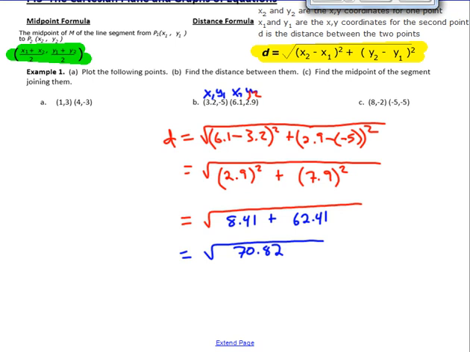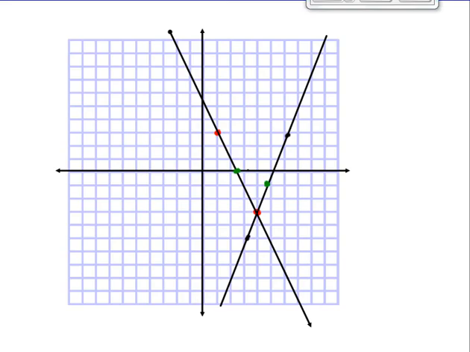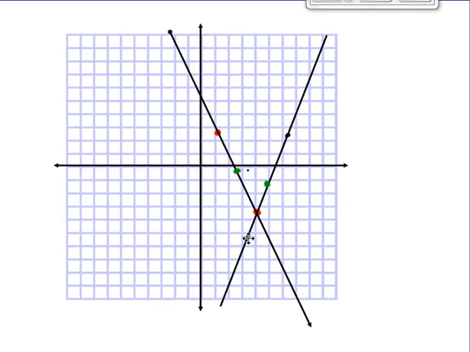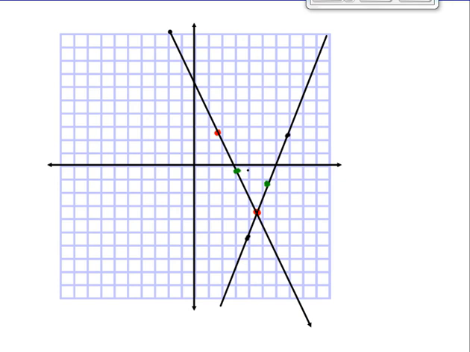is going to give us approximately 8.42. So the distance between these 2 points, from here to here, is approximately 8.42 units.